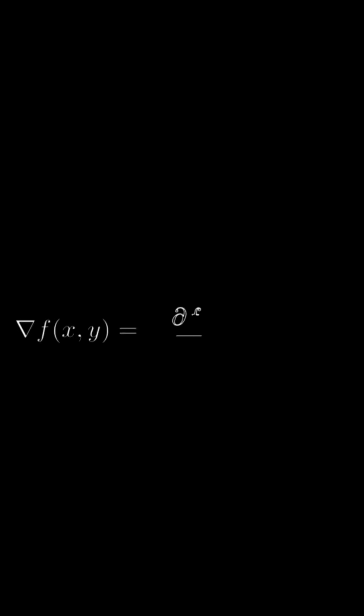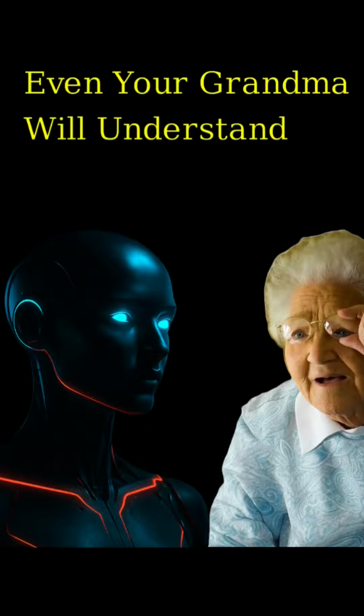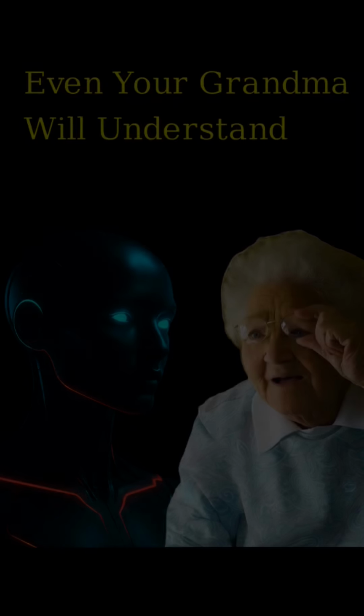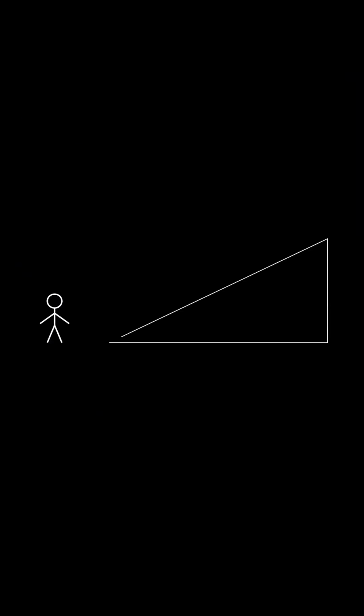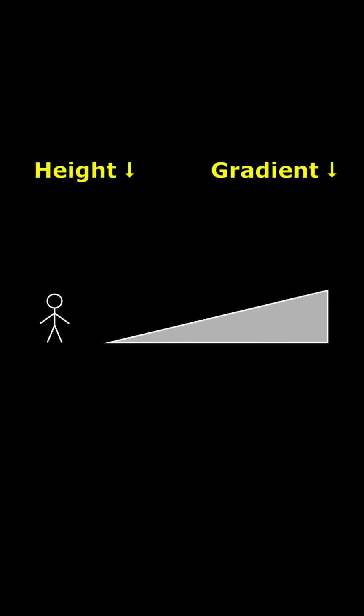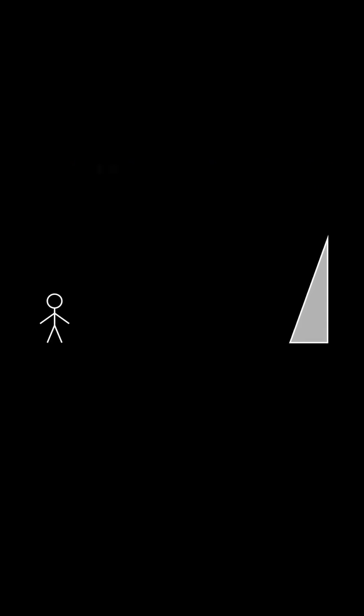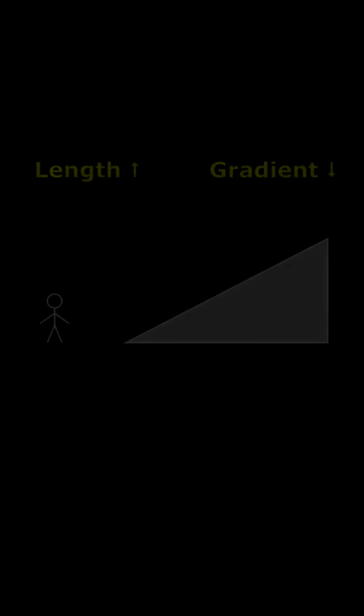In this video, you will discover a key math concept used in AI, and it will be so simple that even your grandma will understand. To understand the gradient of a hill, we need to consider both its height and length. When the height changes, the gradient changes in the same way. However, when the length changes, the gradient changes inversely. So, to express the gradient as a number, we can simply say that it is height divided by length.